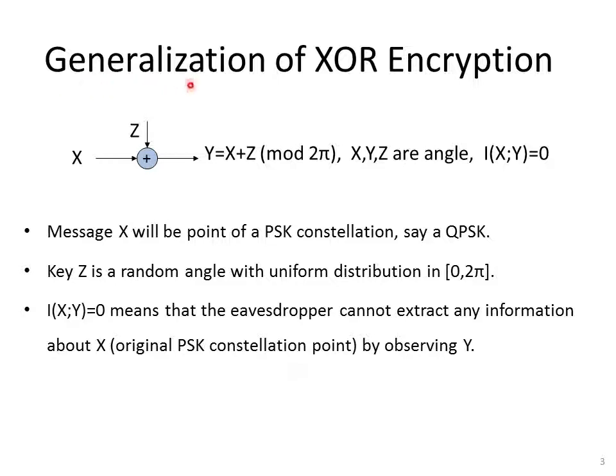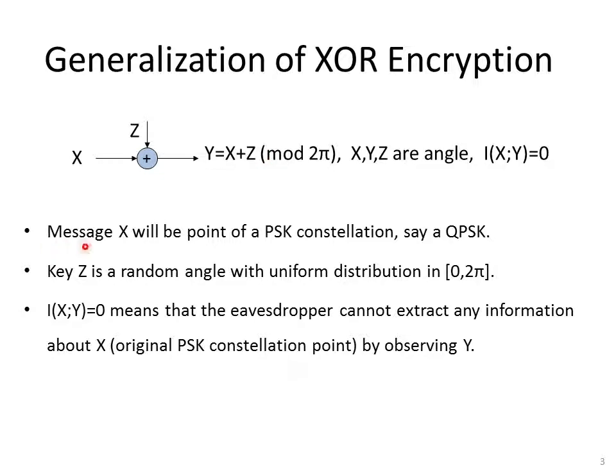Here we have a generalization of the concept of bitwise XOR to addition modulo 2π of phases, in the sense that if X is a phase modulated signal, for example QPSK or MPSK, and Z is a phase uniformly distributed between 0 and 2π, then when we add X and Z modulo 2π and transmit Y, the mutual information between X and Y will be 0, which essentially means that the eavesdropper will not be able to extract any information about X by listening to Y.